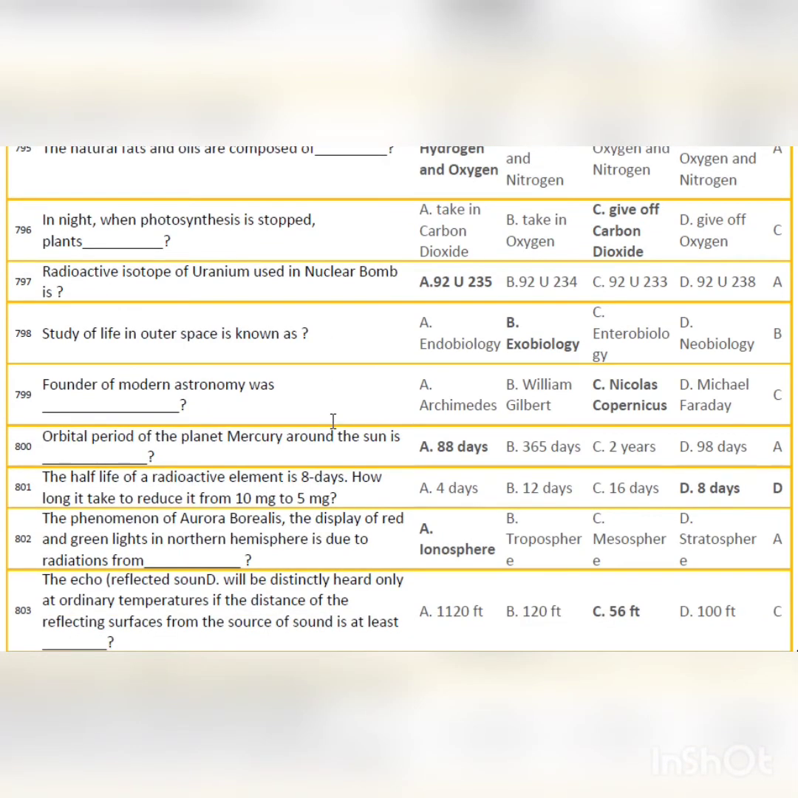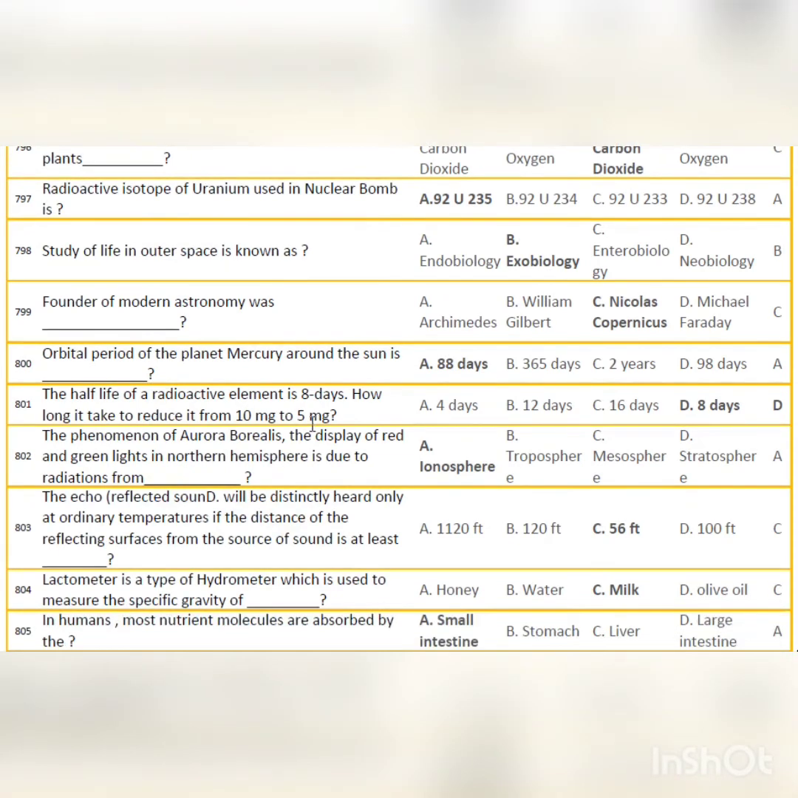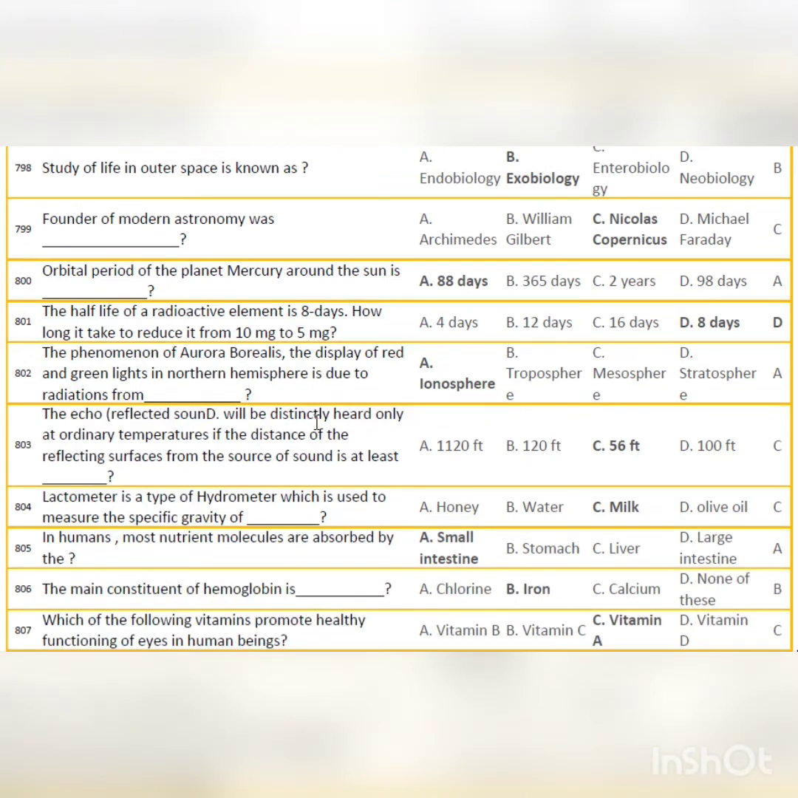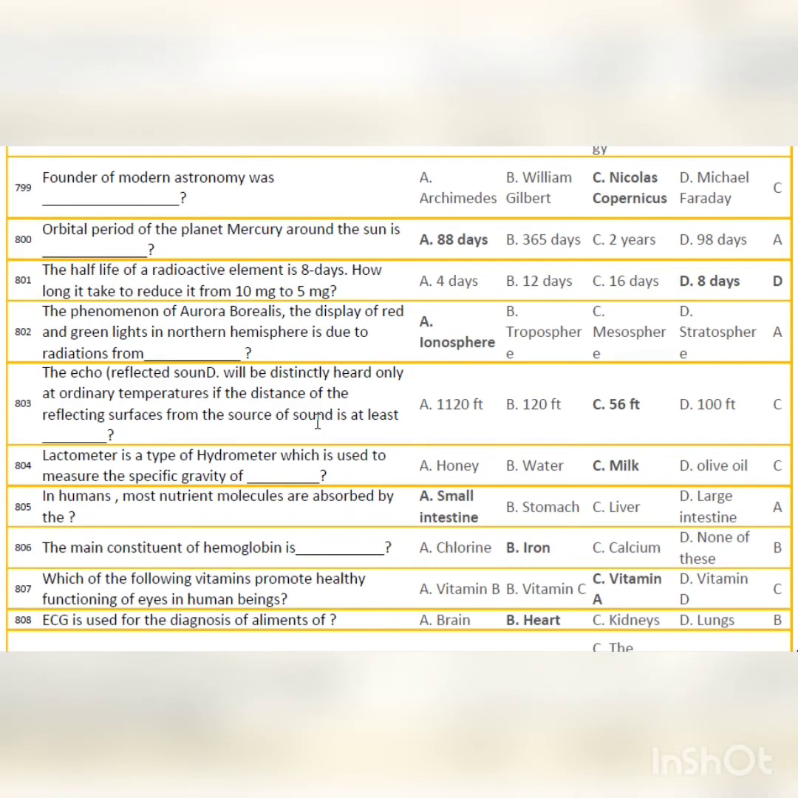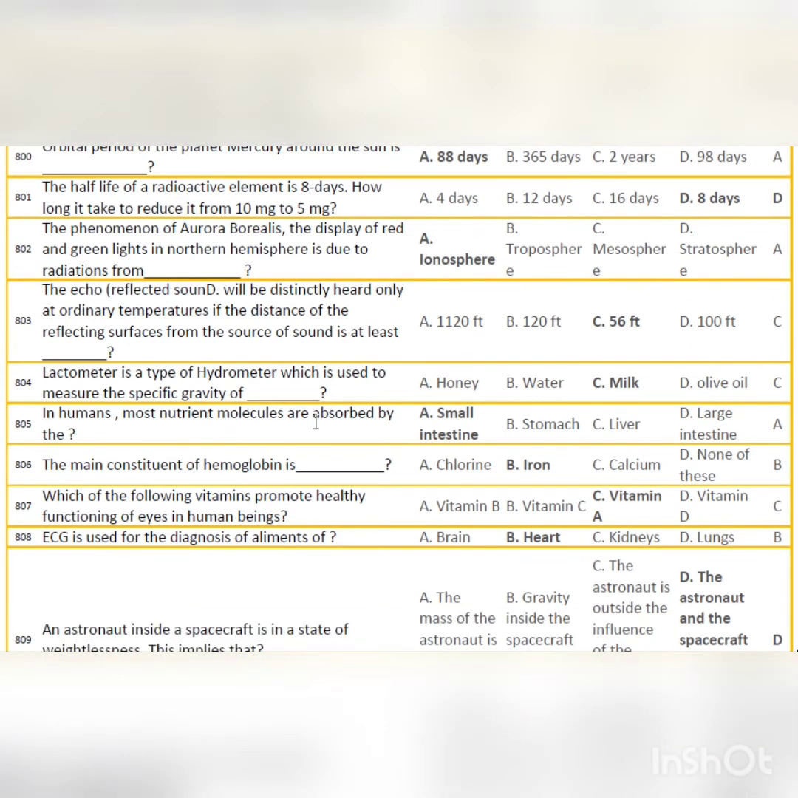Chemical name of vinegar is A. sodium nitrate, B. dilute acetic acid, C. hydrochloric acid, D. calcium. Answer is the B. Dilute acetic acid.